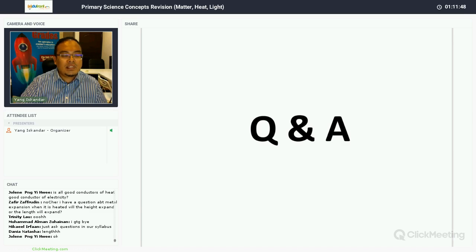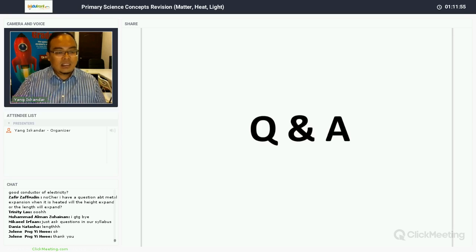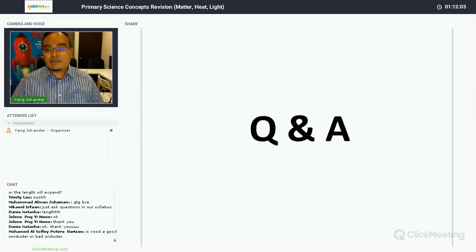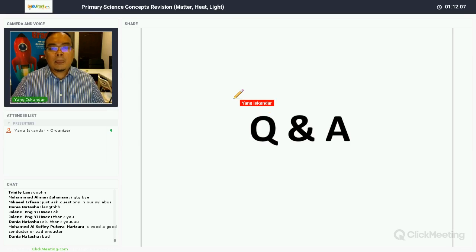So Zafir asks, I have a question about metal expansion when it's heated. Will the height expand or the length expand? Okay, it will expand in all directions. Zafir, you're asking whether the height or the length will expand, but it will basically expand in all directions.